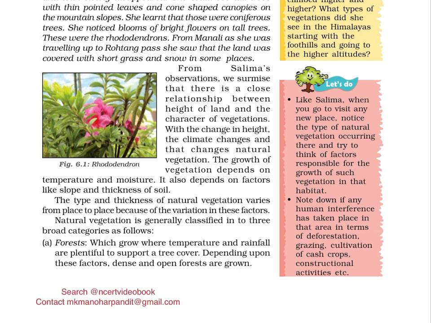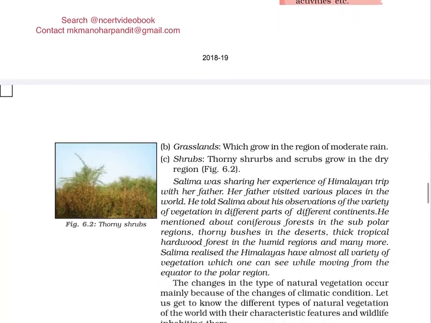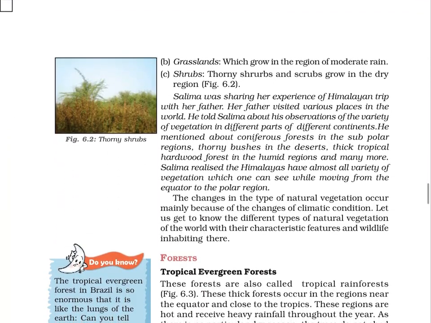Page 40. B. Grasslands, which grow in the region of moderate rain. C. Shrubs. Thorny shrubs and scrubs grow in the dry region. On the left side we have a picture of thorny shrubs.